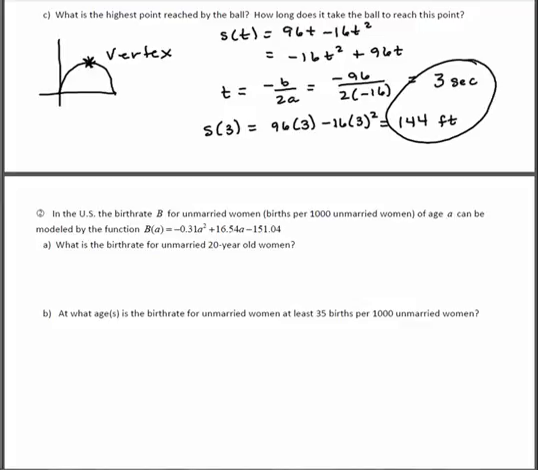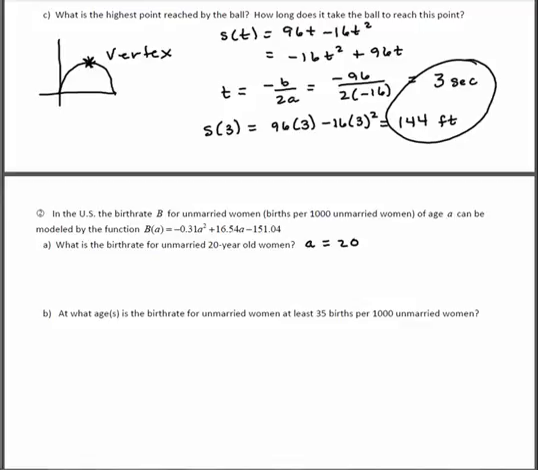In the next example, we're looking at the U.S. birth rate, capital B, for unmarried women. The units are births per 1,000 unmarried women of age a, and it can be modeled by the function B of a equals negative 0.31a squared plus 16.54a minus 151.04. First of all, we just want to find the birth rate for unmarried 20-year-old women. So I've been given an a value here. I've been told that a is 20.